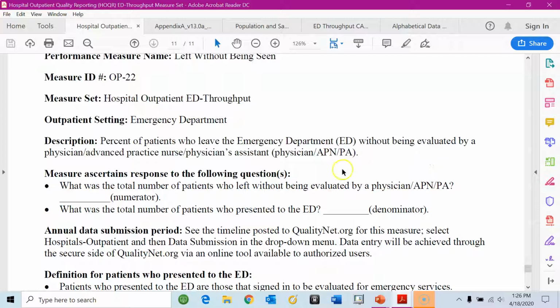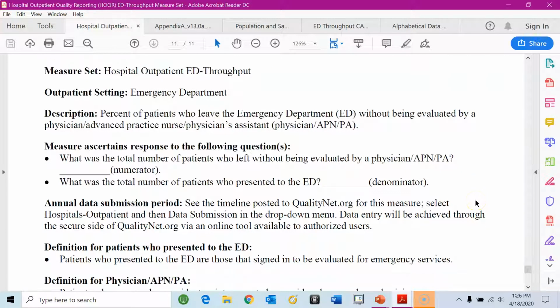Okay, so again, you're going to be asked two questions. What was the total number of patients who left without being evaluated by the physician, APN, or PA, and then the total number of patients who presented to the ED. Now, CMS doesn't tell you how you should be collecting this information. I believe the thought process is that this is something that most facilities do keep track of.